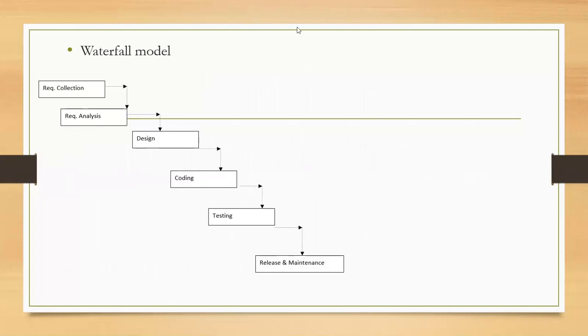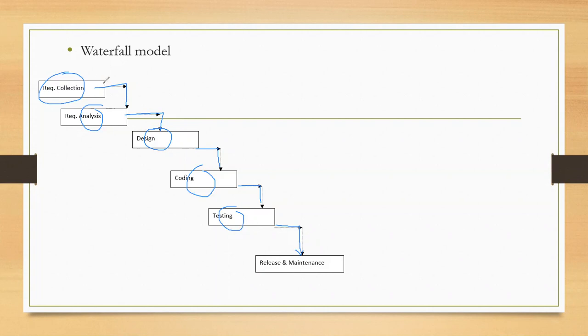See here. First, we have the requirements collection. After requirements collection, next we go for the requirements analysis. After requirements analysis, we go for the design. After design, we go for the coding. After coding, we go for the testing. After testing, we go for the release and maintenance. Requirements collection, then requirements analysis, then design, then coding, then testing, then release and maintenance.